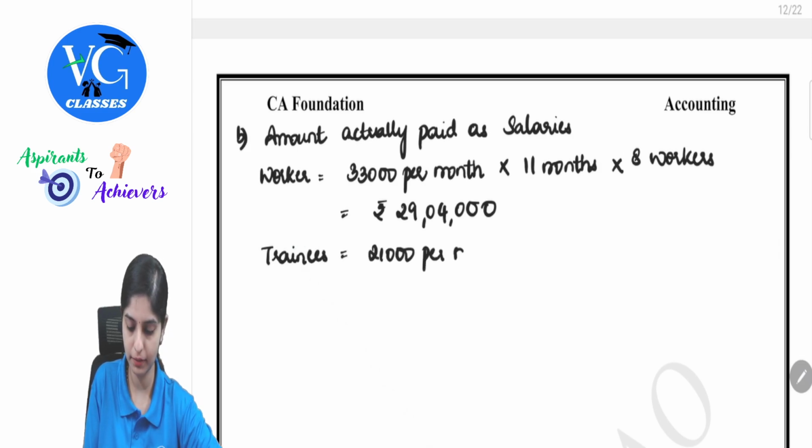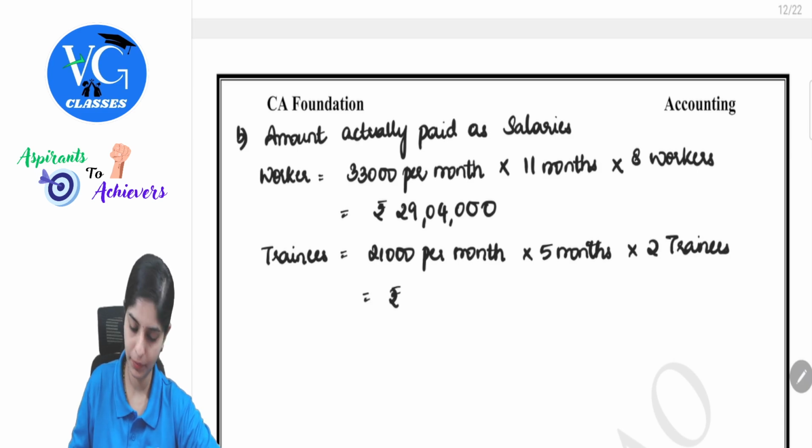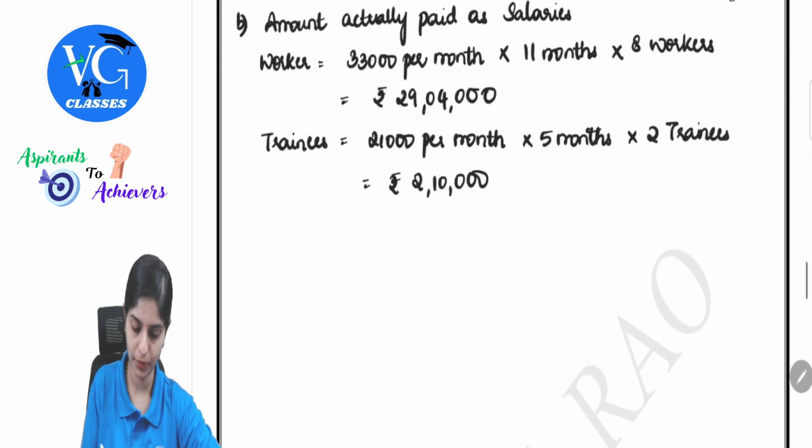For trainees, 21,000 per month into 5 months into 2 trainees. So that will be 21,000 into 5 into 2, rupees 2 lakh 10,000.